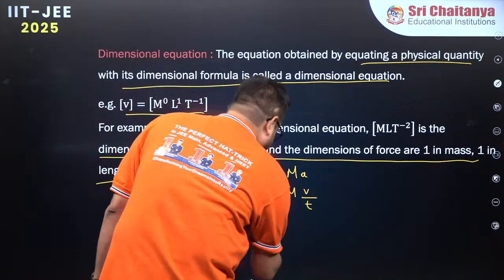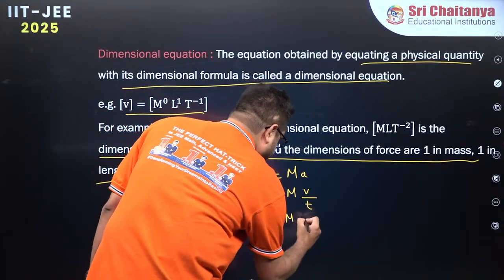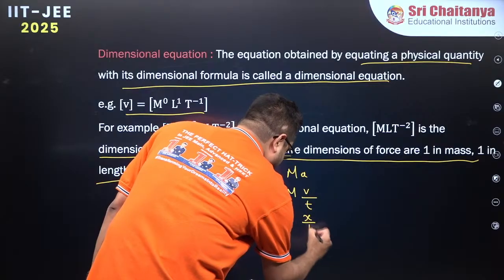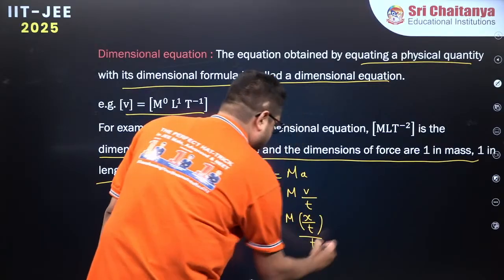And you know that velocity is what? Velocity is displacement by time. So I can write it down as x by t by t. That's the result of that.